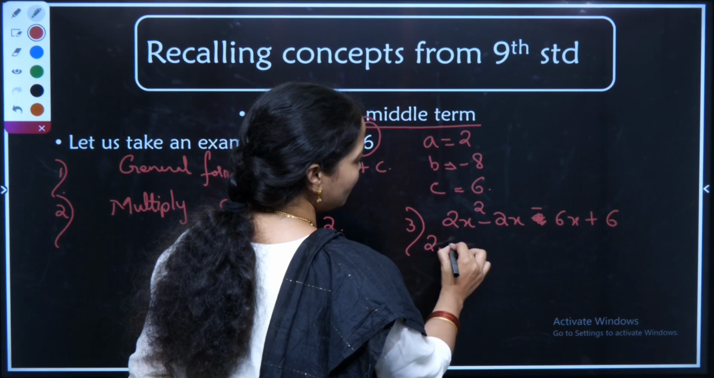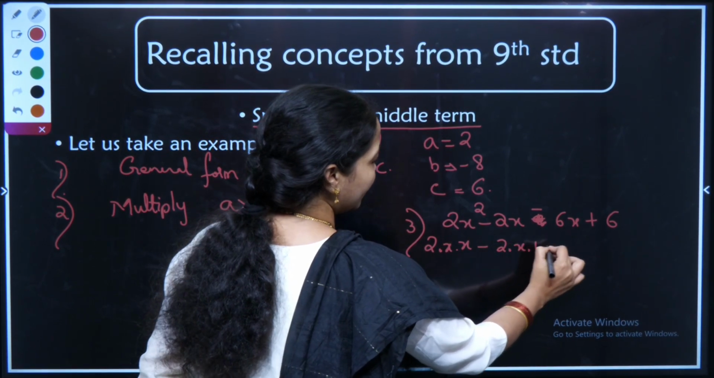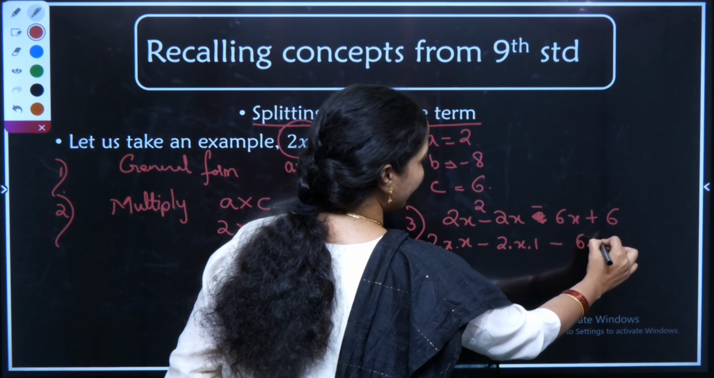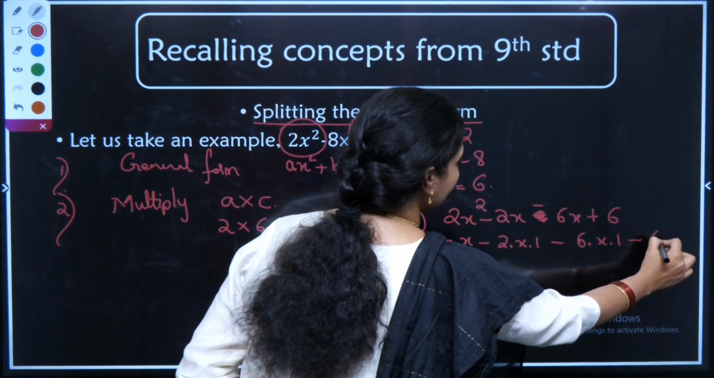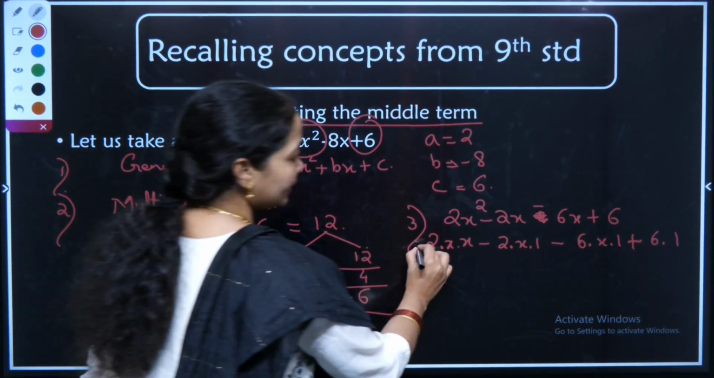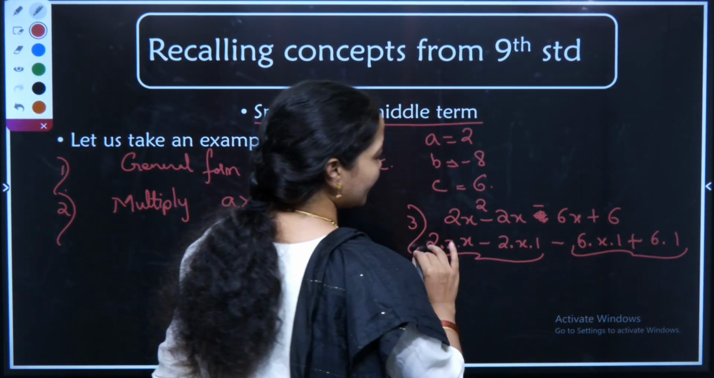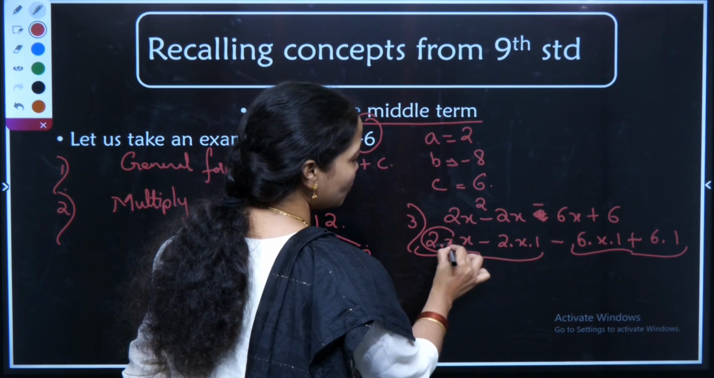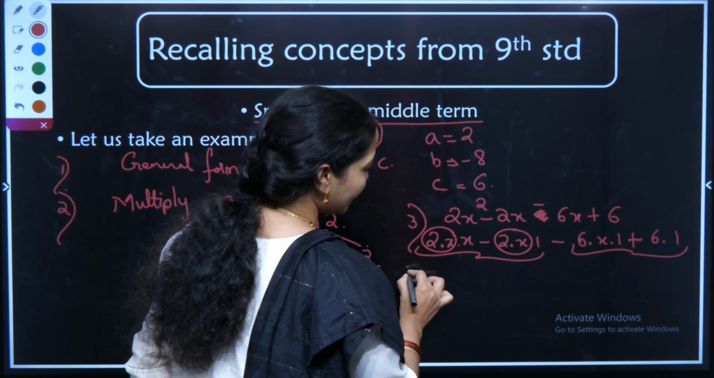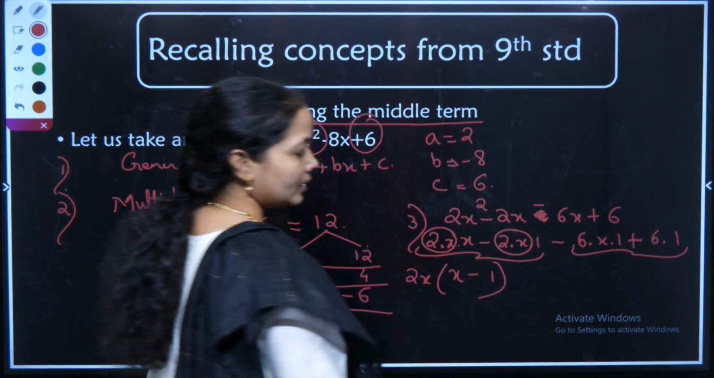This is 2 into x into x. This is 2 into x into 1. 6 into x into 1 minus 6 into 1. So, when I am considering this as one unique term and this as one unique term, out of these two terms I have 2x common. I am taking the 2x out, x retains minus 1.